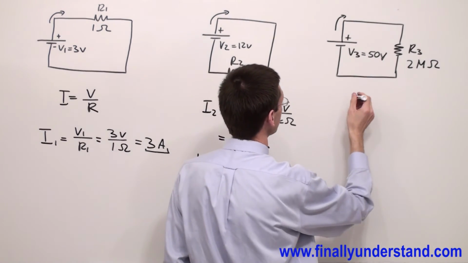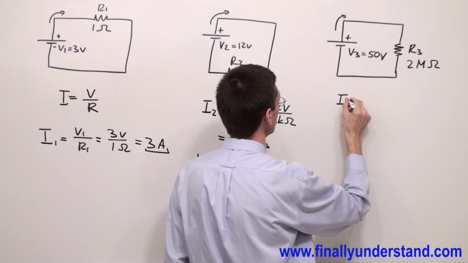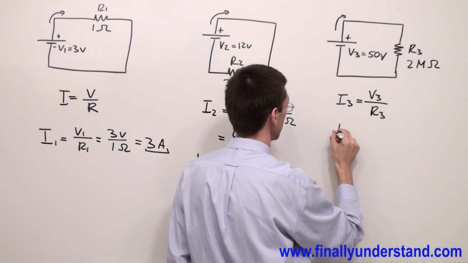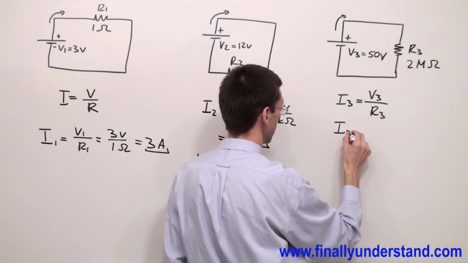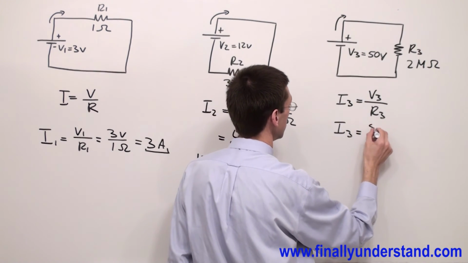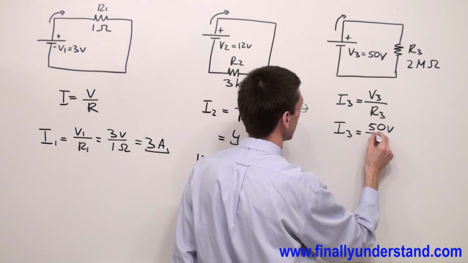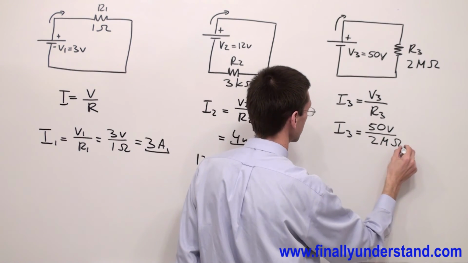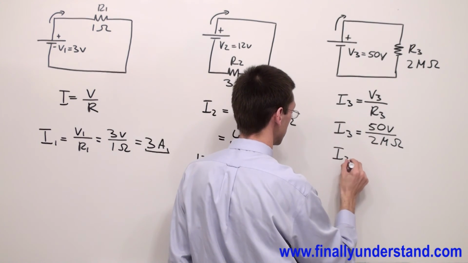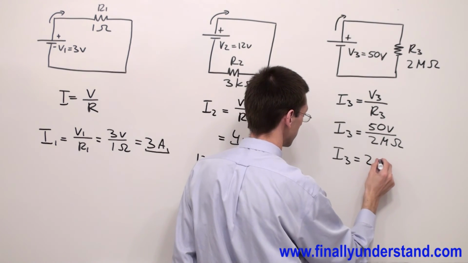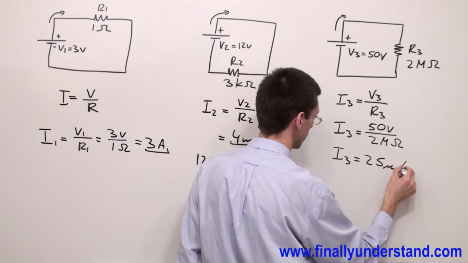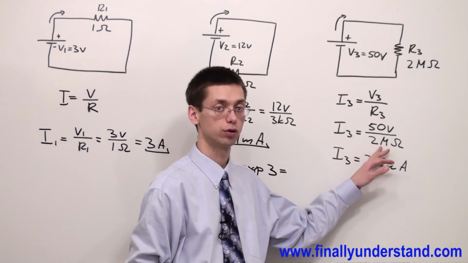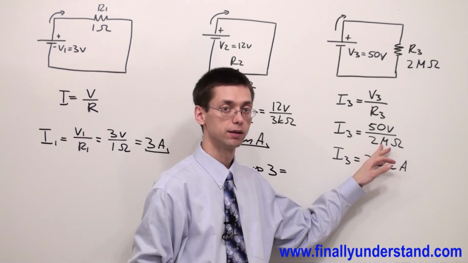We have I3 equals V3 over R3. Formula first. I3 equals V3 50 volts over 2 mega ohms. I3 is equal 25 micro amps. Again, please make sure that you are going to enter power of 10.